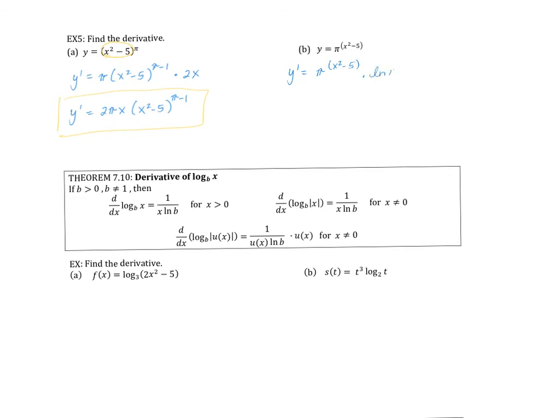times natural log of the base, which is pi, times the derivative of the exponent, which would be 2x. Or in other words, the derivative is 2x times pi to the x squared minus 5 times the natural log of pi. Okay, so just be careful. If it's a function of x, we're doing what we did in Calc 1. If the base is a constant, we're doing this section here.